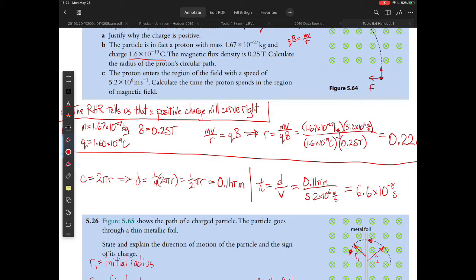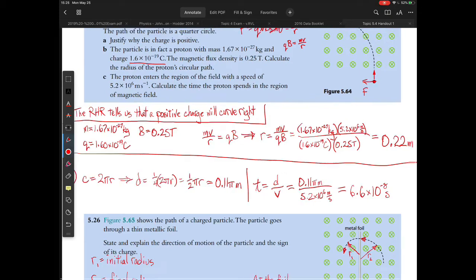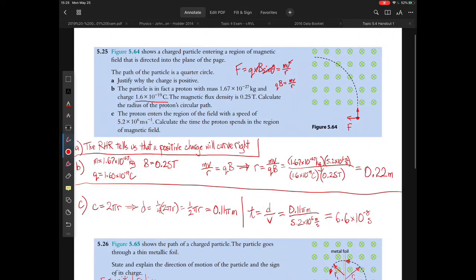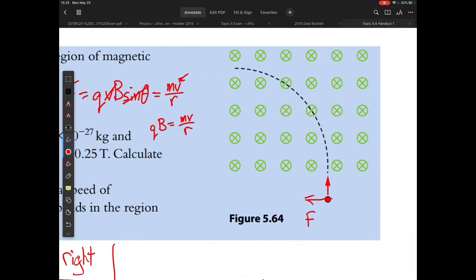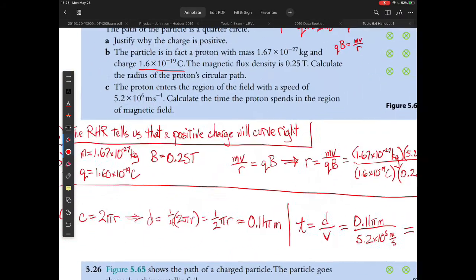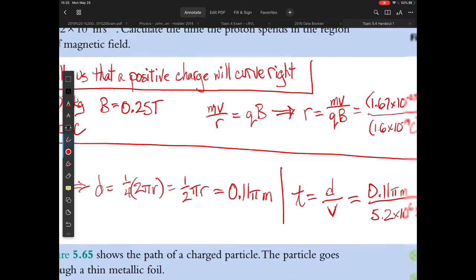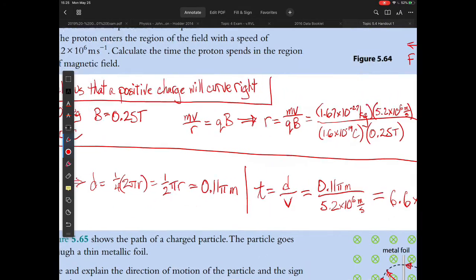Okay, the proton enters the region of the field with a speed of 5.2 times 10 to the 6 meters per second. Calculate the time the proton spends in the region of the magnetic field. Okay, so first thing we need to do is find the distance. And what we have here is a quarter circle. So what that means is we need to find the circumference and divide that circumference by 4. So I've done that here. And again, we know the radius.